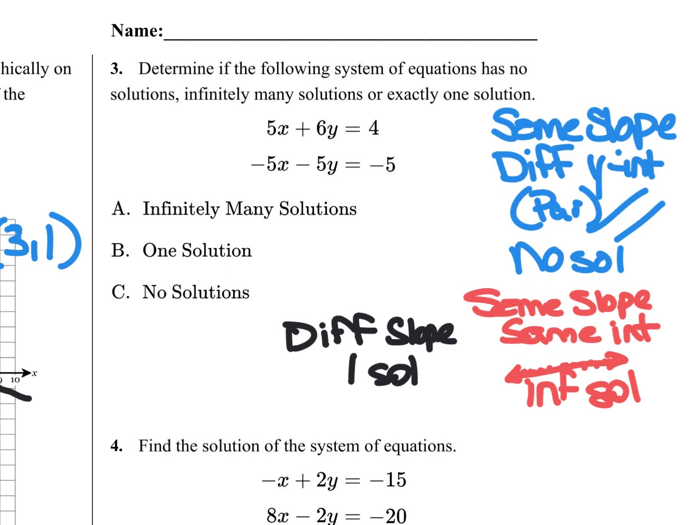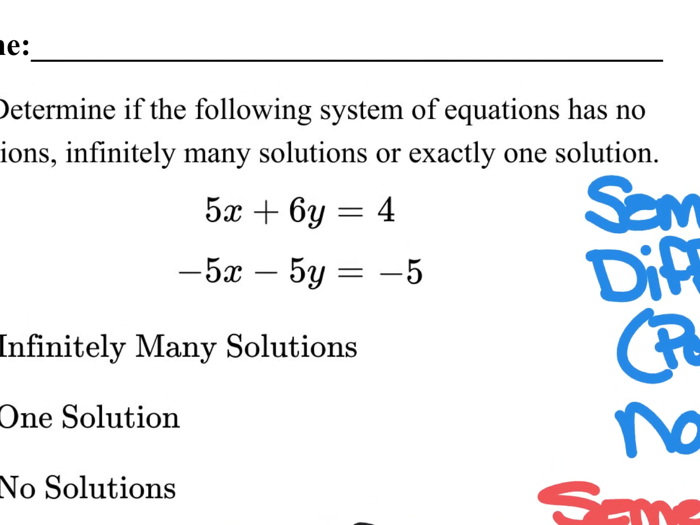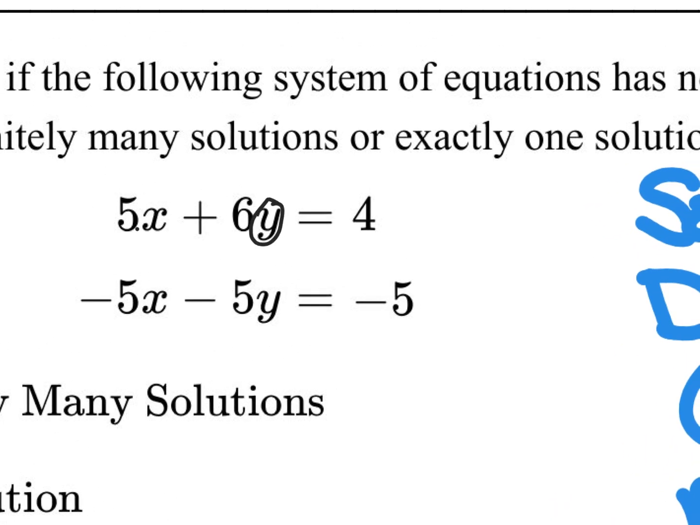All right, so we need to look at the slopes for this line. Now, somebody says, well, it's 5 and -5. No, this is in standard form. You can't get the slope from standard form. You need to put them in slope-intercept form, so we need to isolate the variable y.